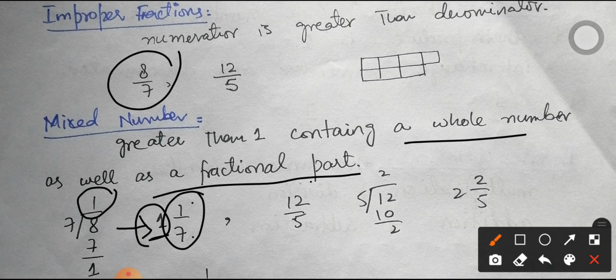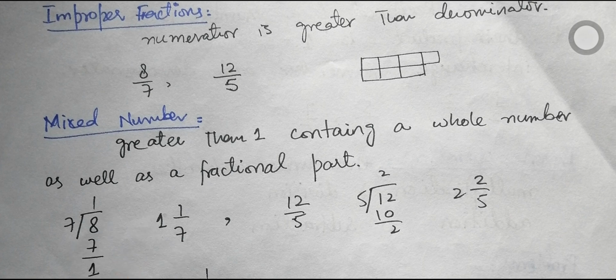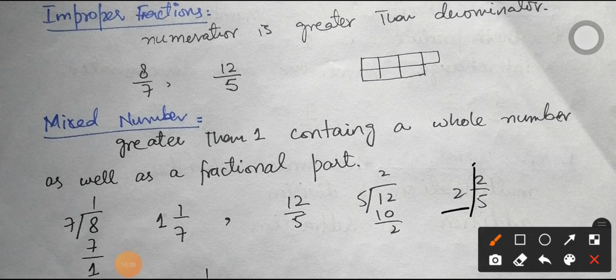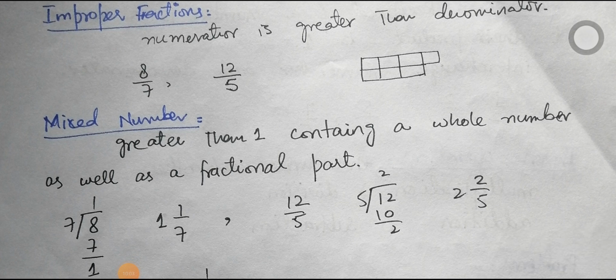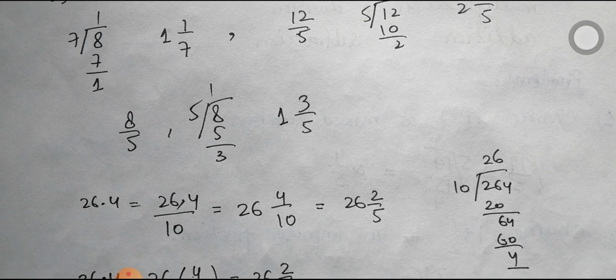Similarly, if we have 12 by 5, it means we are going to divide by 5. So 5 twos are 10, the remainder is 2. So the mixed number is going to be 2 whole 2 by 5. So the quotient will appear as the whole number, the remainder will be the numerator, and the denominator will be the divisor. So 12 by 5 has the equivalent form of 2 whole 2 by 5. Now you can see that in this mixed number we are taking a total of 2 and then 2 parts out of 5 parts. So this is how we can convert an improper fraction into a mixed number. Similarly, for 8 by 5, we have 1 whole 3 by 5.